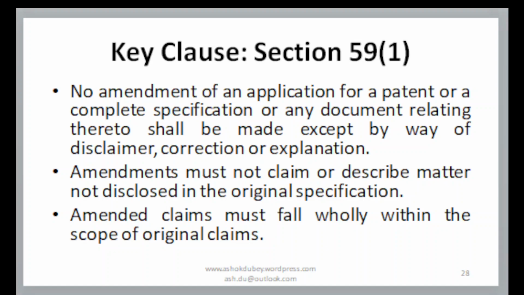So one of the differences which I point out is the type of amendment. Section 59(1) mentions that amendment can be made by way of disclaimer, correction and explanation for the incorporation of actual facts, whereas Article 123 of EPC does not specify the types of allowable amendments in its text, but refers to the implementing regulations for details. Right, so it is much broader in scope, I would say.